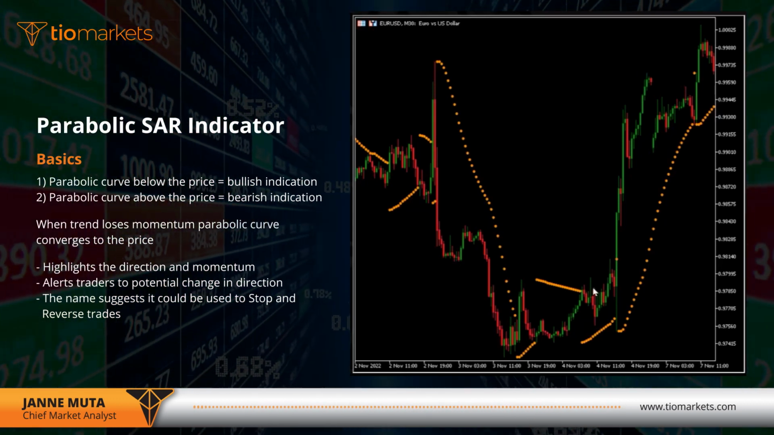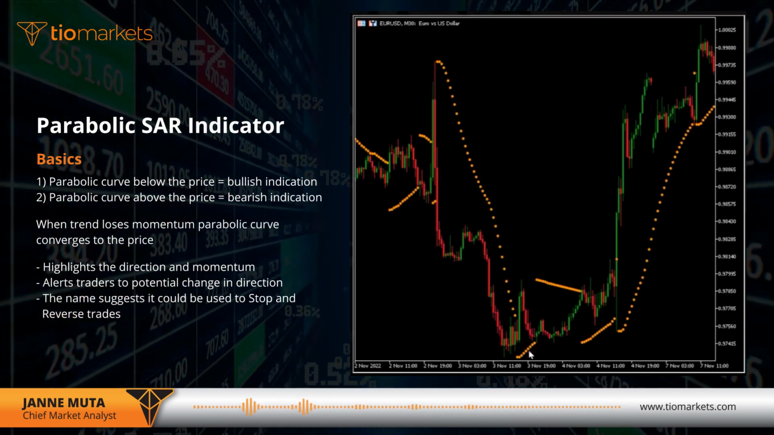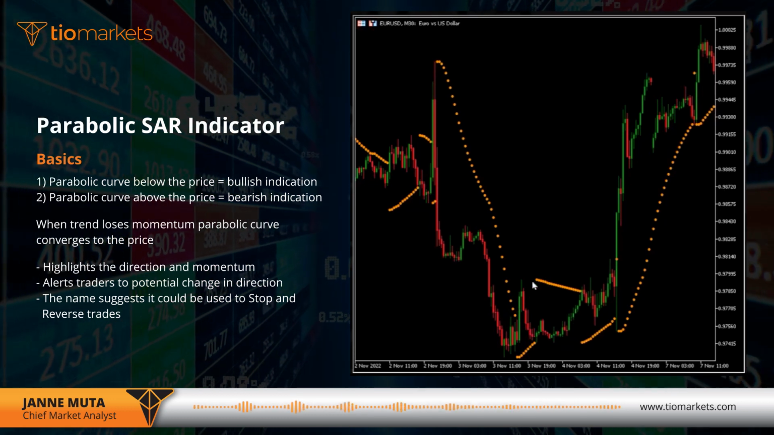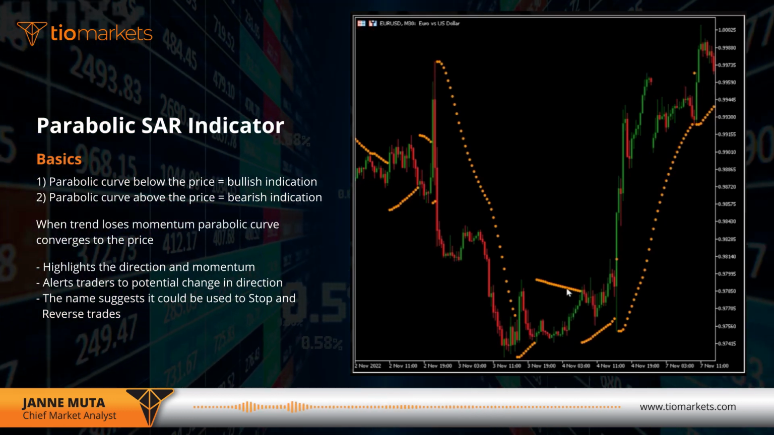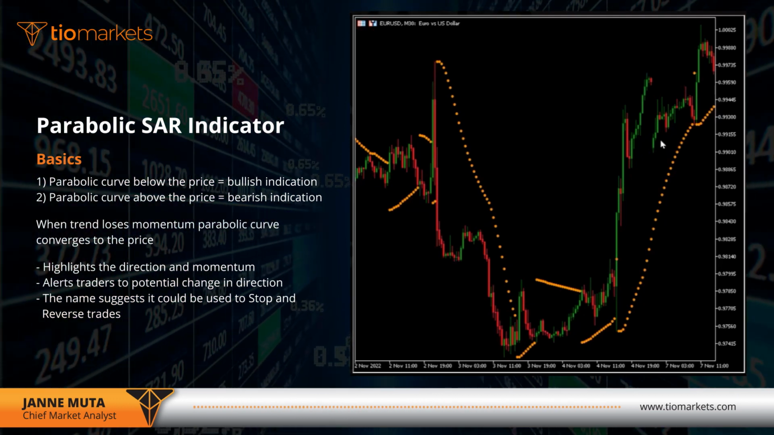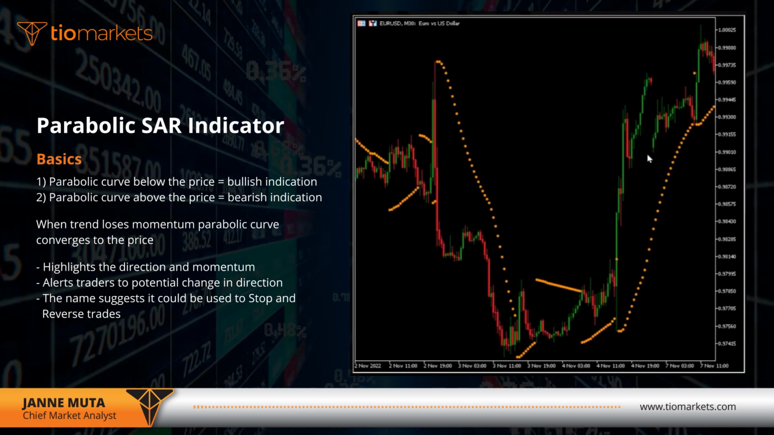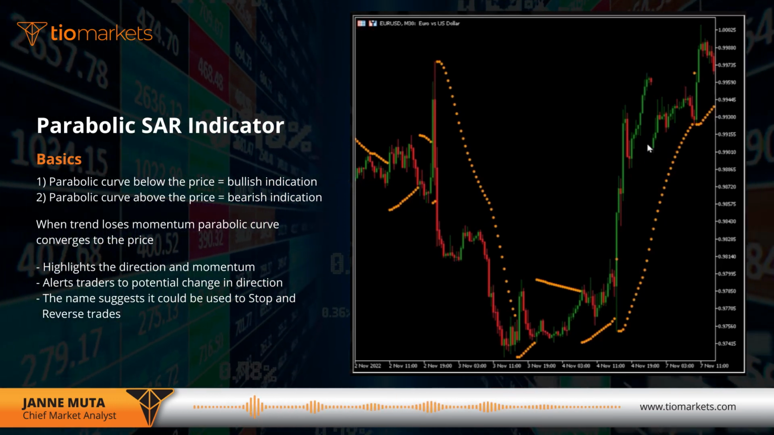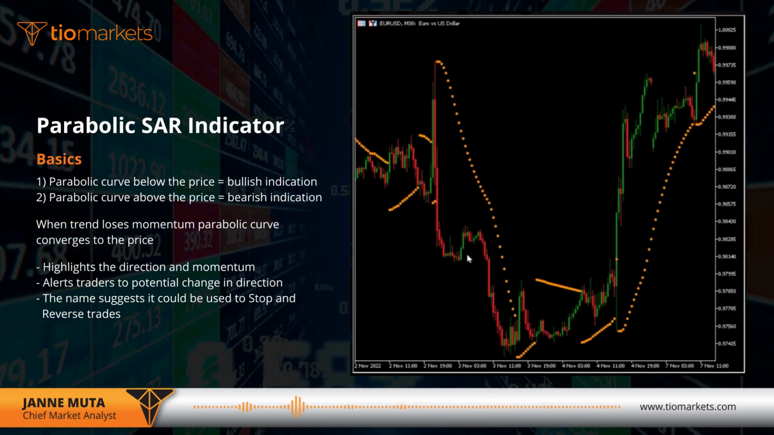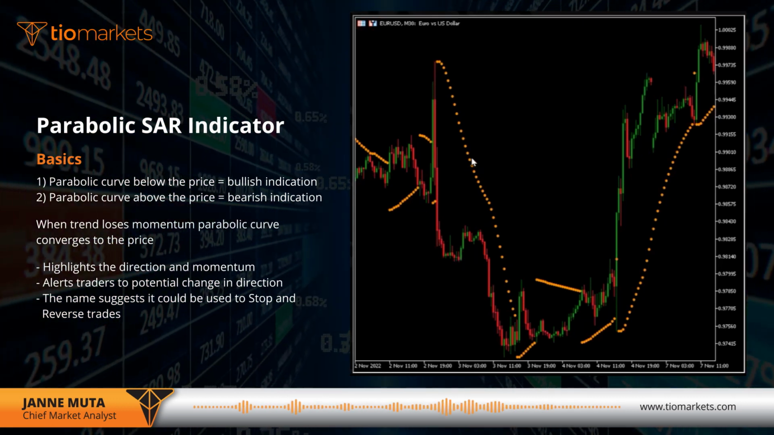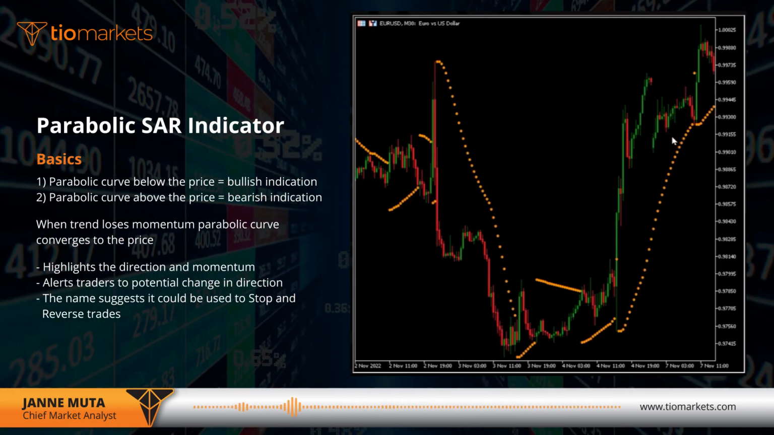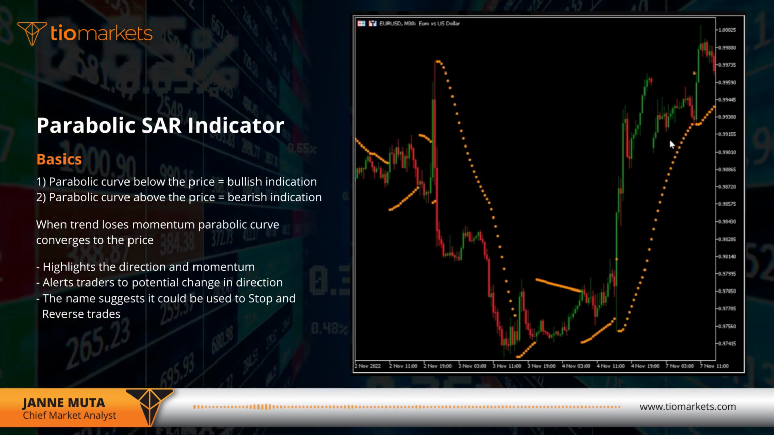When the markets move sideways, we have more frequent changes in the indicator, so this shows you that it is not really helpful in ranging markets if we use it in the traditional way. To be honest, this indicator is created for trending markets, not for ranging markets. So it highlights the direction and momentum. When you have a bigger distance between the price and the dots, you have more momentum in the market, and later on the dots and the price converge together, and then you know that the market is losing momentum and could change direction.